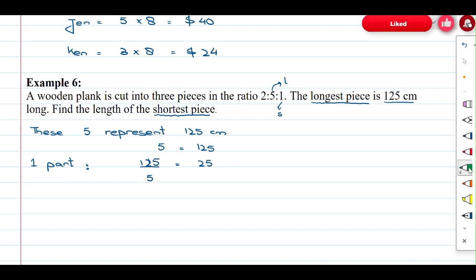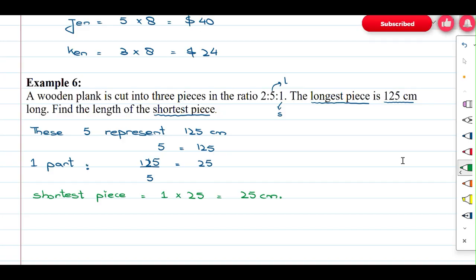Now we need to solve for the shortest piece. The ratio of the shortest piece is 1. So 1 ratio is multiplied by 25. So the length of the shortest piece is 25 centimeters. This is how we can figure out the length of the shortest piece.